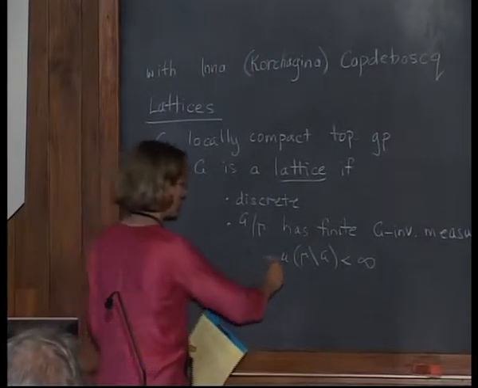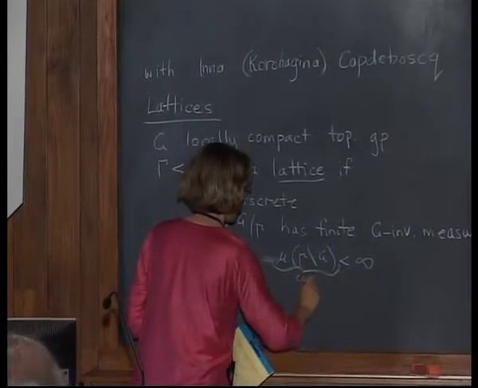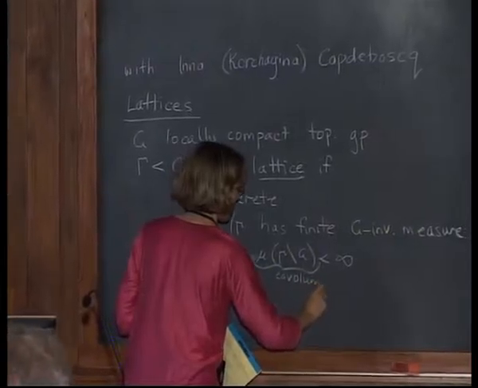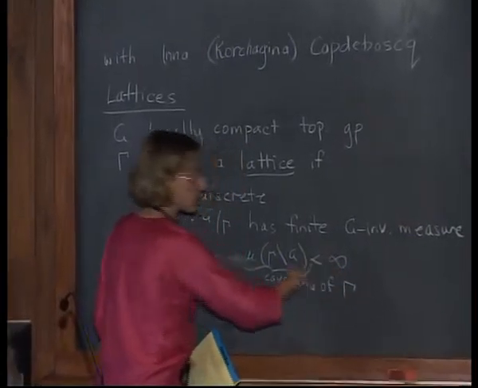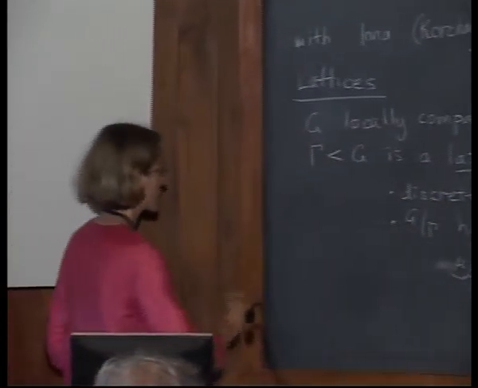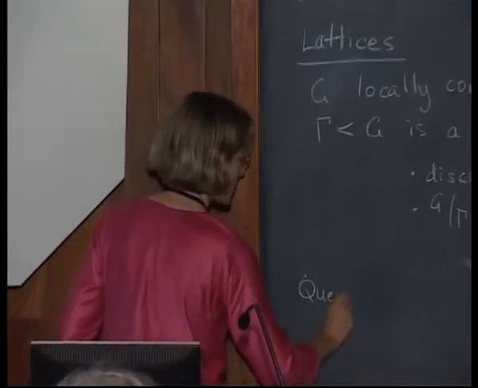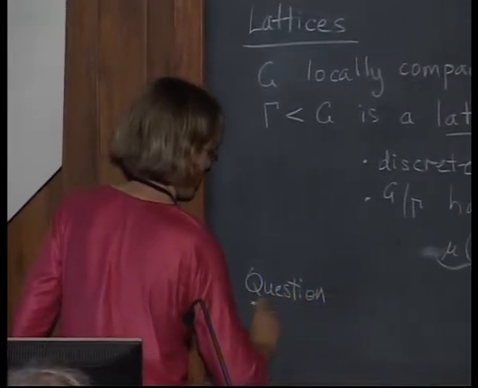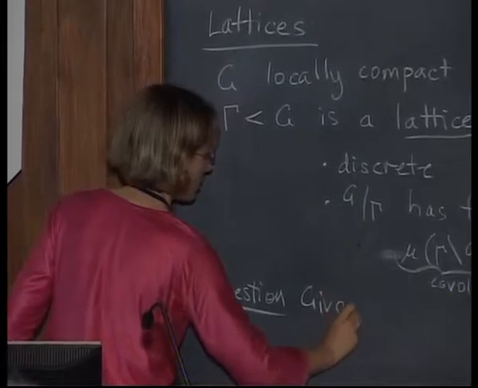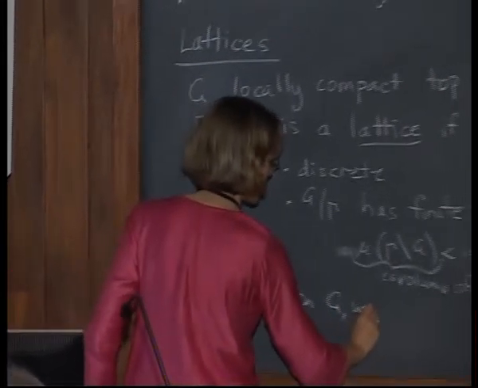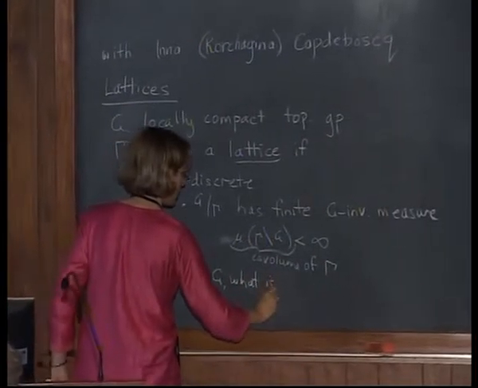So this number here will be called the co-volume of gamma. And the question that I'll consider today is, given a group G, what is the set of co-volumes of lattices in G?